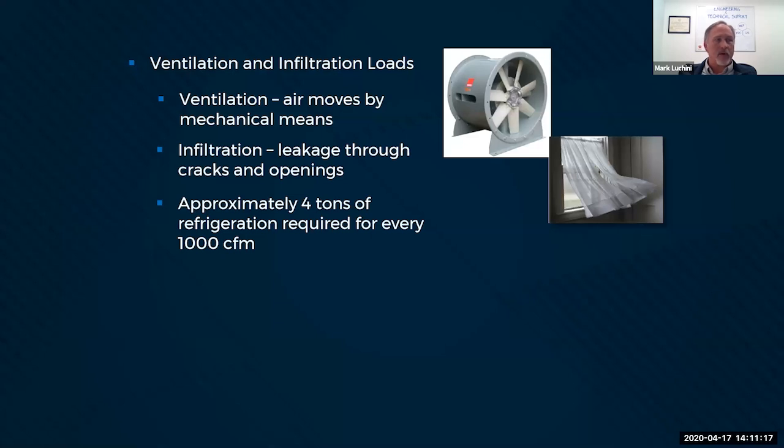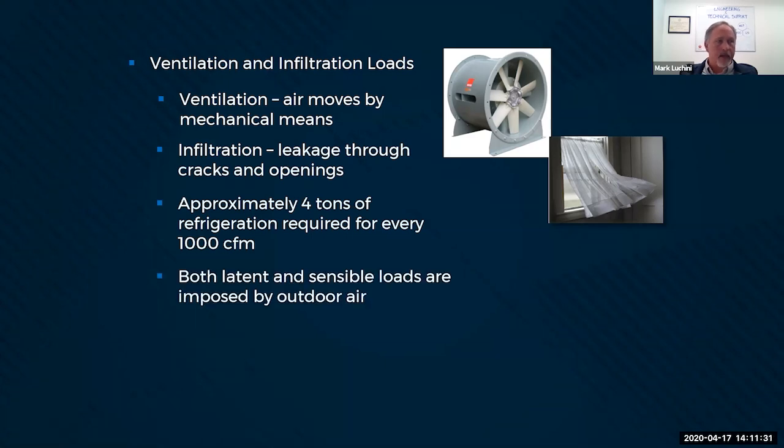It takes about 4 tons of refrigeration, 48,000 BTUH, for every 1,000 cubic feet per minute of either ventilation or infiltration air. Outdoor air imposes both latent and sensible loads, which makes sense. We're bringing in potentially humid outside air, so we can't push that through the building. We have to dehumidify it first.